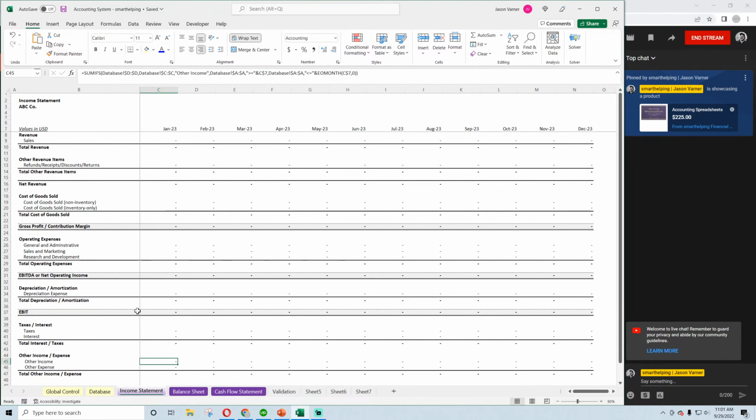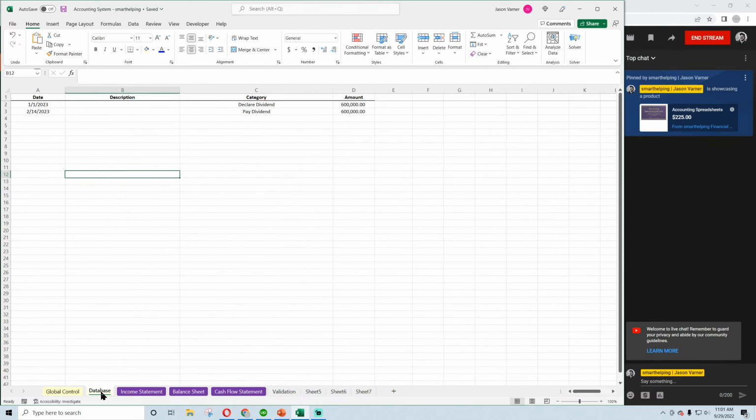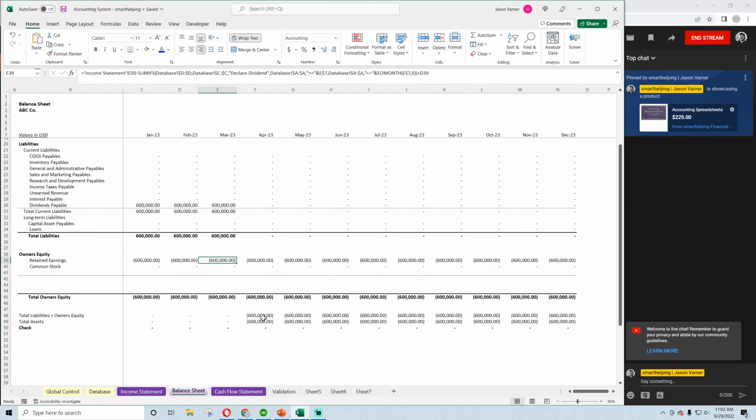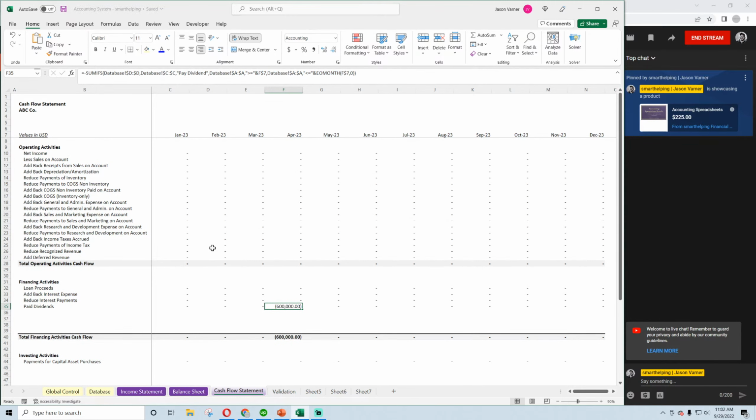So the income statement's not affected. On the balance sheet, we have a liability here. Actually, let's put this a couple months out so we can really see it. So we have our liability here, dividends payable. Retained earnings going down. And here we have an issue, so we'll have to figure out what's going on there. On the cash flow statement, we paid it out here. Okay, this is fine. This is what I was wondering, I felt like we were missing one side of this somehow.